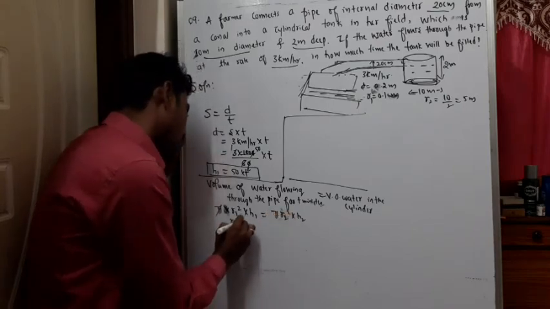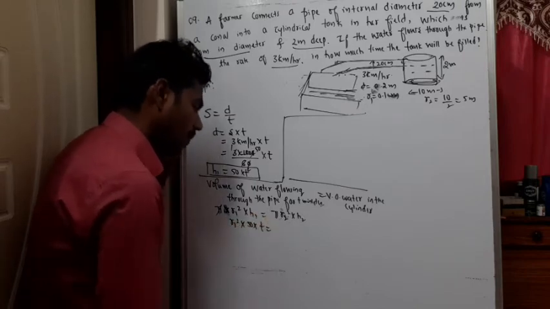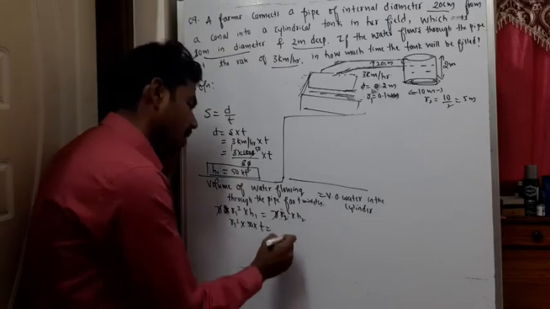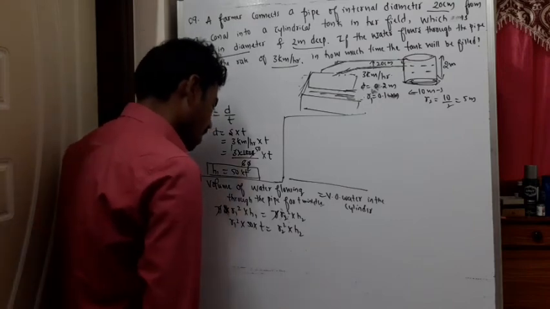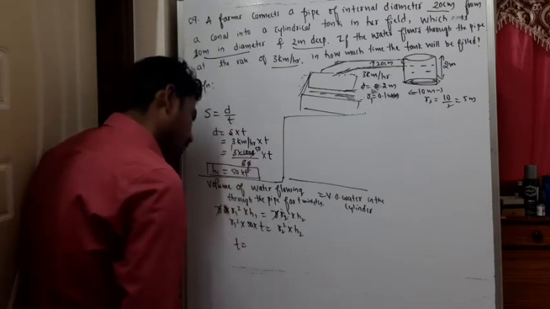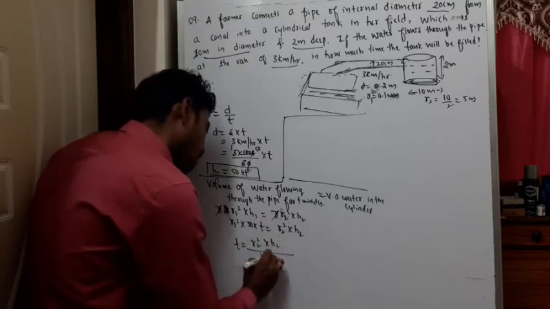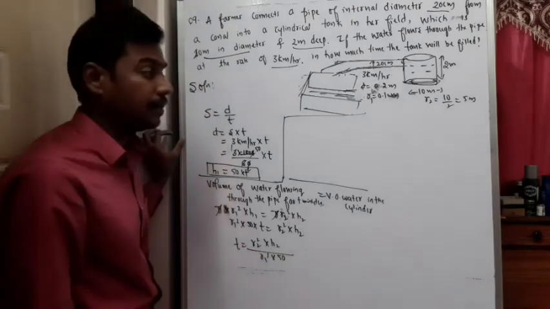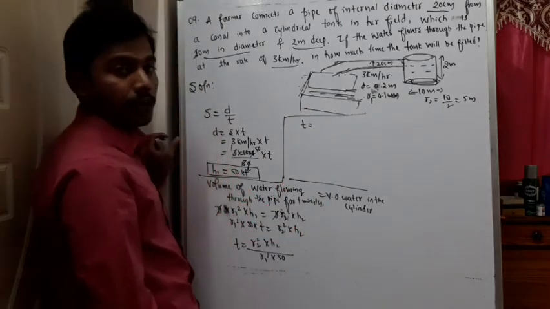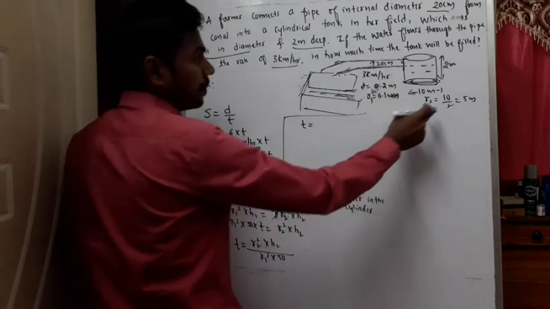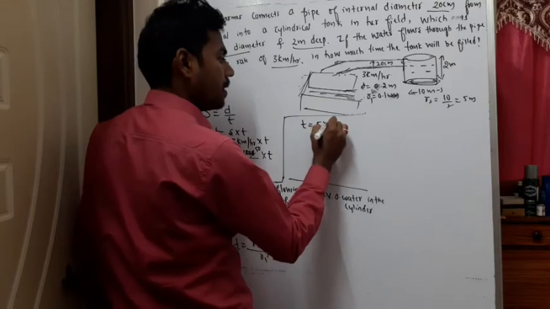So R1 square into H1, in place of H1, 50 into T, is equal to R2 square into H2, where pi gets cancelled on both sides. What I need here is T. T is equal to R2 square into H2 divided by R1 square into 50. Now what is R2? R2 is 5 meter. 5 into 5, R2 square.